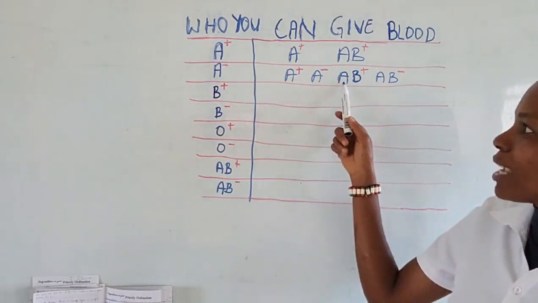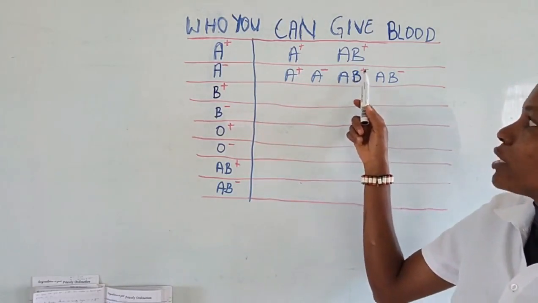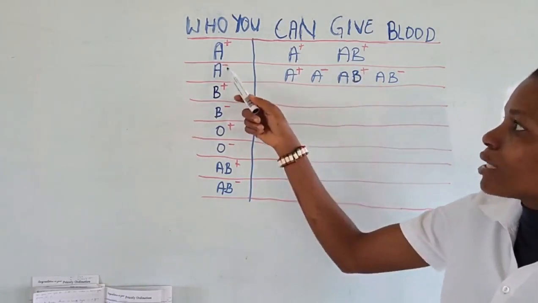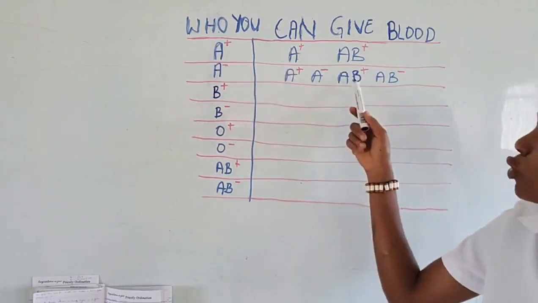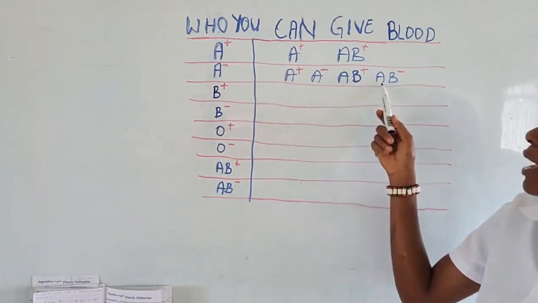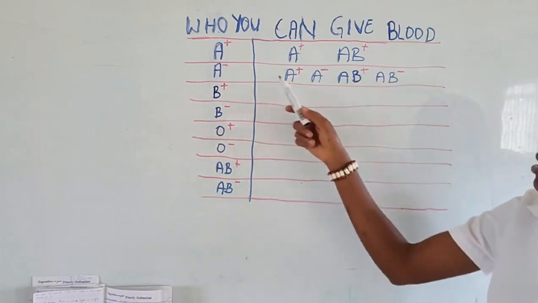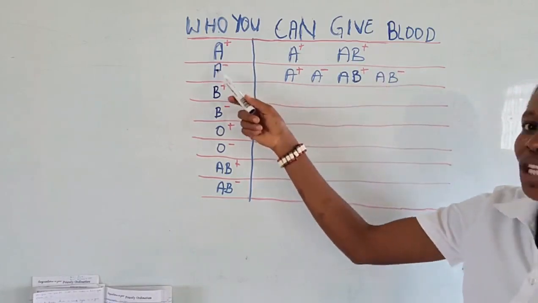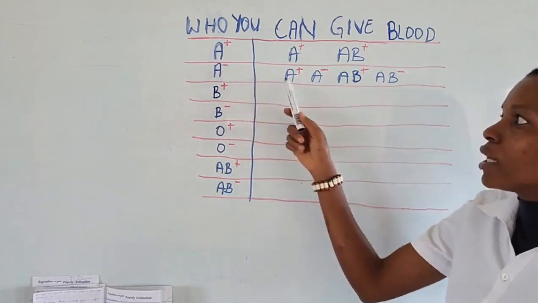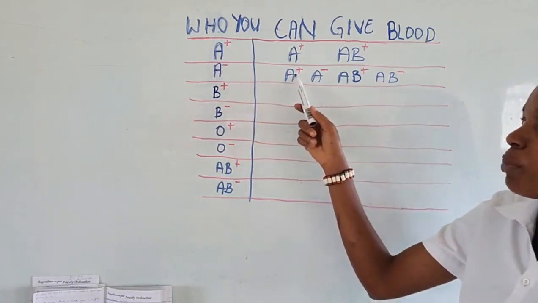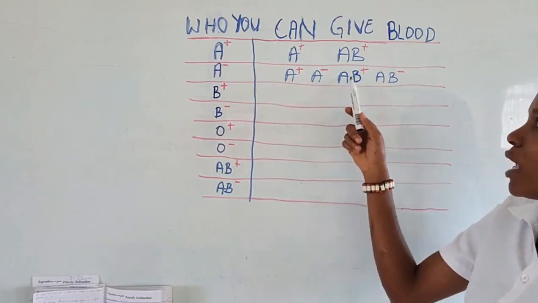A is also present here, though this is negative, but this A is not having any Rhesus factor, so there is not going to be any reaction here. Then the A antigen is also present here, and there is no Rhesus factor, so there isn't going to be any reaction if an individual with A negative gives blood to an individual with A positive, A negative, AB positive, or AB negative.